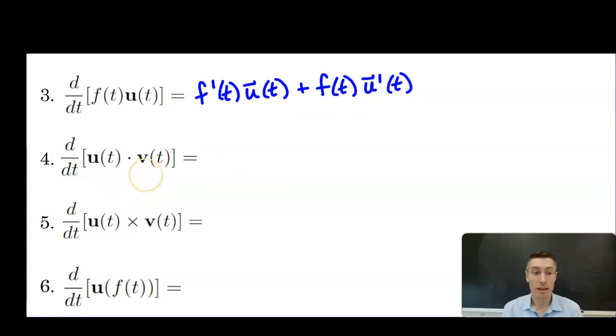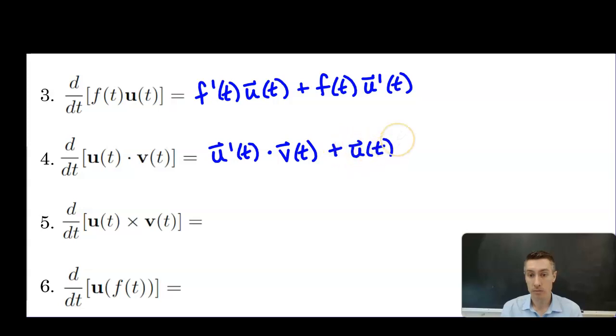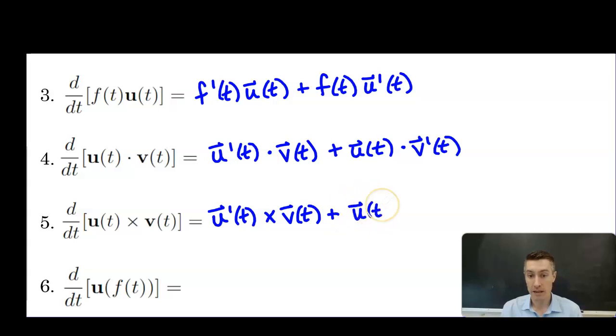Now if we're taking the derivative with respect to t of a dot product, same thing, product rule. So u prime of t dotted with v of t, so derivative of the first times the second, where in this case the multiplication is defined by the dot product, plus the first dotted with the derivative of the second, v prime of t. Fifth one, derivative with respect to t of now a cross product, same idea. So product rule: u prime of t crossed with v of t plus u of t crossed with v prime of t.